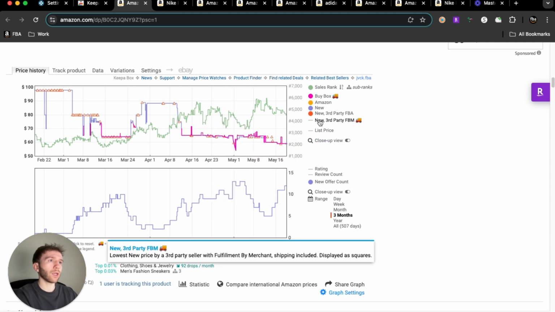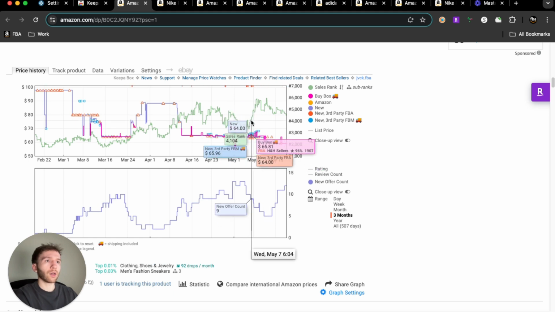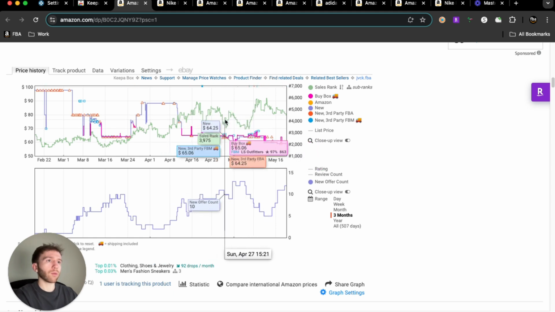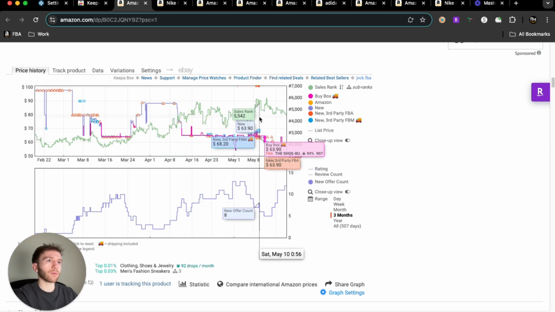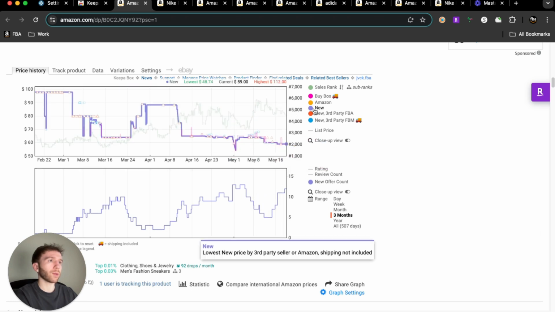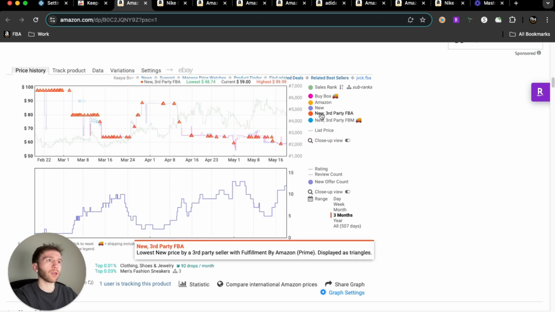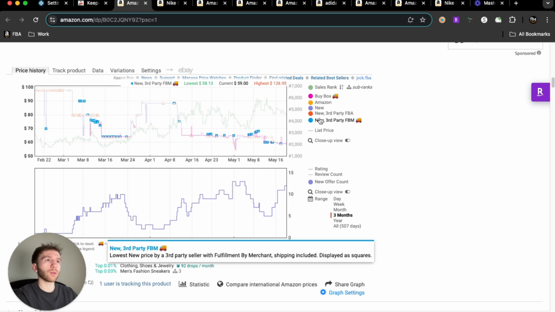The last one in here is going to be the new third-party FBM, which is merchant fulfilled offers, which we don't really need to ever pay attention to because they're not really our competition. If you're shipping in FBA, you have Prime shipping, and they don't. So most people are going to be more inclined to purchase from you because they're going to get their order faster, even if the FBM party is cheaper.